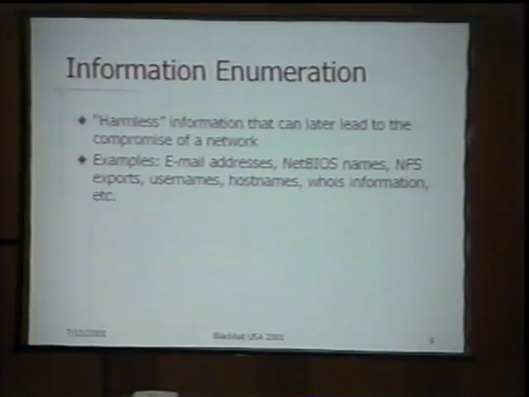Information enumeration can be defined as, quote, harmless information that could later lead to the compromise of a network. This information includes email addresses, NetBIOS names, network file system exports, usernames, host names, and whois information. All this stuff seems harmless. Anybody can go do a whois on your website and gain the network administrator's name, the phone number, etc., which can later be used for social engineering purposes.